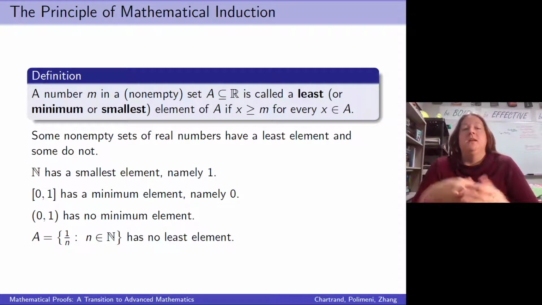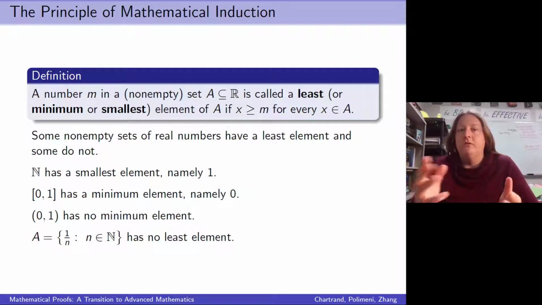minimum element. Some examples of sets that do have a minimum element: the natural numbers, the counting numbers, 1, 2, 3, 4, 5, and so on, they have a minimum element of 1. A closed interval of the real numbers has a minimum element. So the closed interval from 0 to 1 has a minimum element of 0.